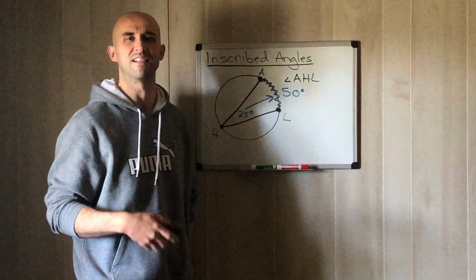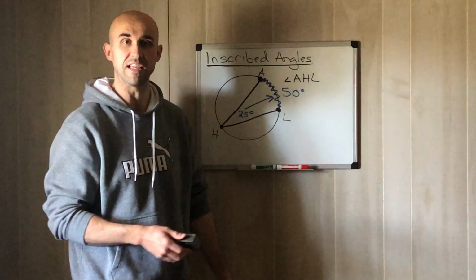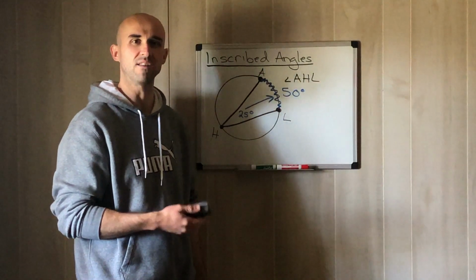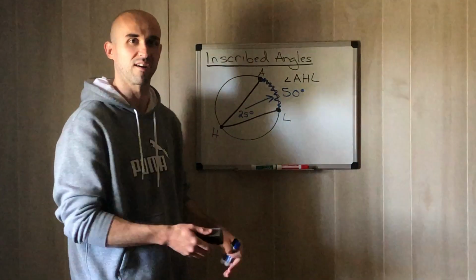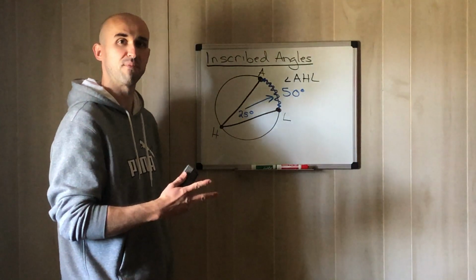Again, it's a little bit harder than the central angle just because it's no longer the same. But when it comes to inscribed angles, always remember the angle is always smaller than the arc, and the arc is always 2 times bigger than the angle.